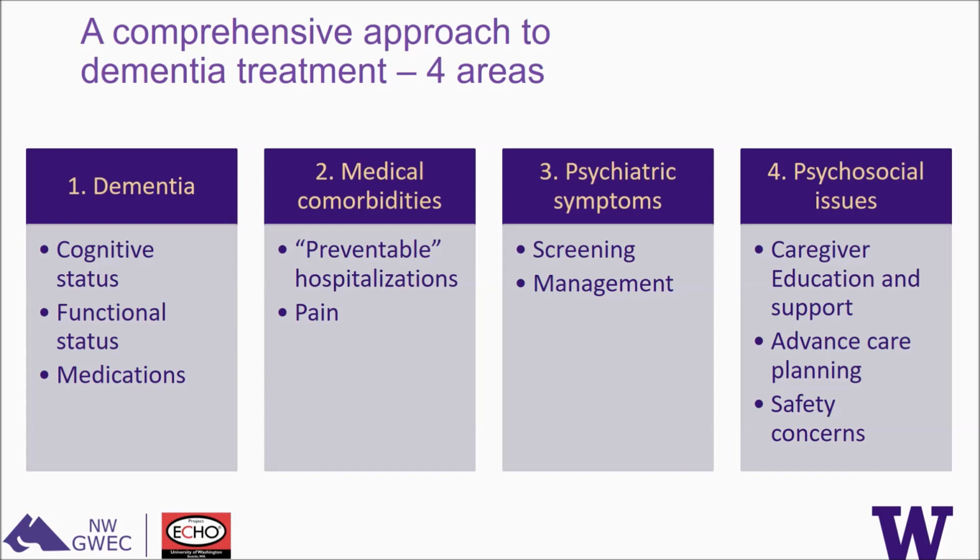Dementia also impacts someone's ability to communicate or experience medical illness, so it's important to assess medical comorbidities as well. The third bucket that I always look at, because I'm a geriatric psychiatrist, is psychiatric symptoms, so screening for things like depression and other psychiatric symptoms and managing as I can. And of course, psychosocial issues is my 4th bucket: caregiver education, advanced care planning, safety concerns, things along those lines. So I'm going to go into each of these.